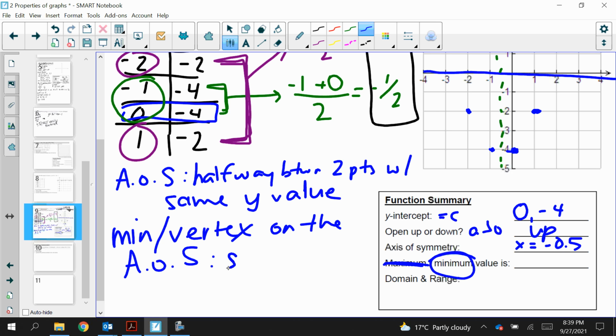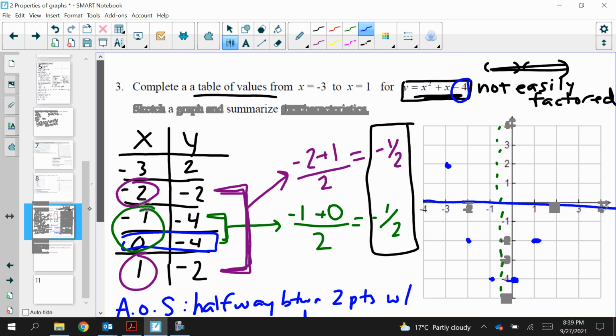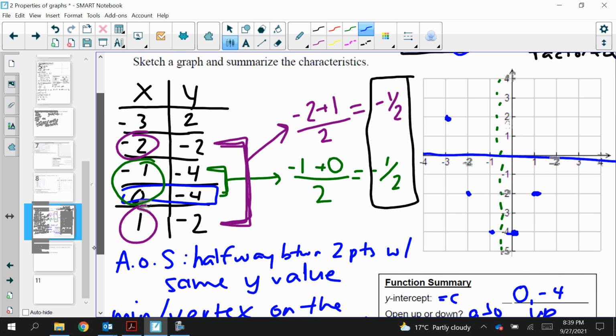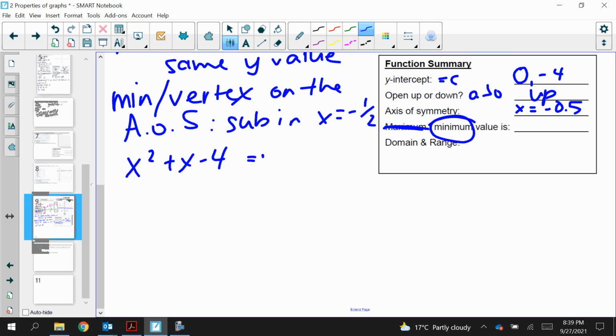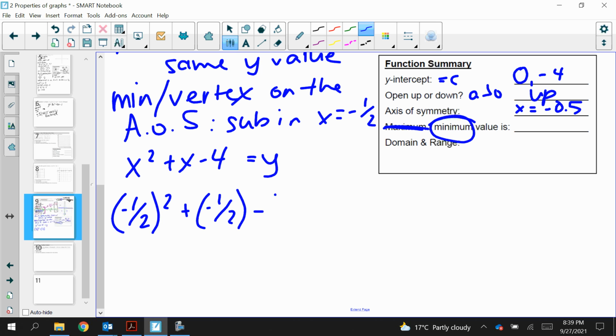So we're going to sub in x equals -1/2 into the original equation, x squared plus x minus 4 equals y. I put it on the wrong side. So (-1/2) squared plus (-1/2) minus 4 equals y. So (-1/2) squared is +1/4. So negative times negative is a positive.